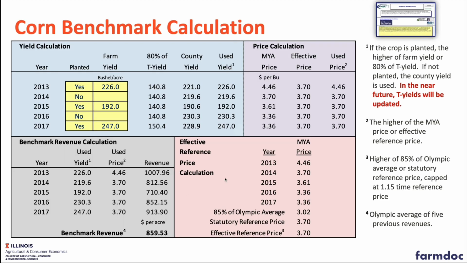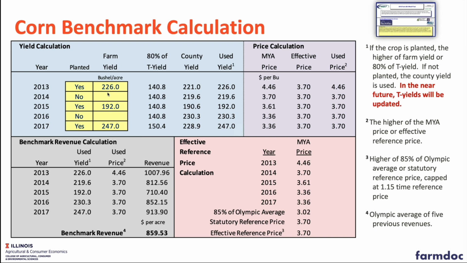Just to give you a feel, this is the calculations. You will have to know the yields from 2013 through 2017. This happens to be a screenshot from our Farm Bill What If tool, our single ARC IC calculation. You will need to provide yields for each year in which the crop was planted.